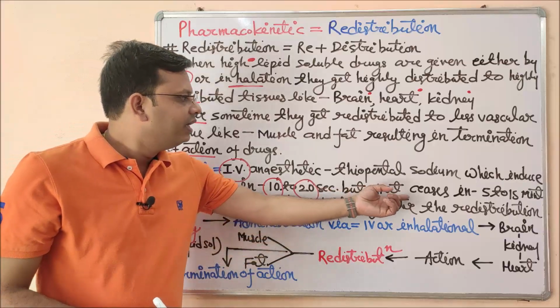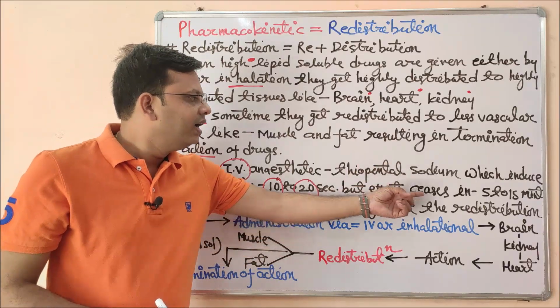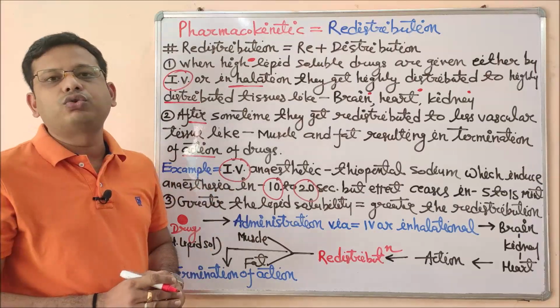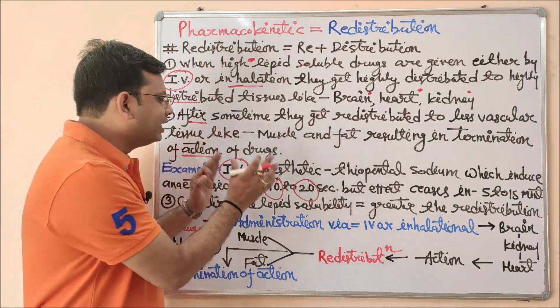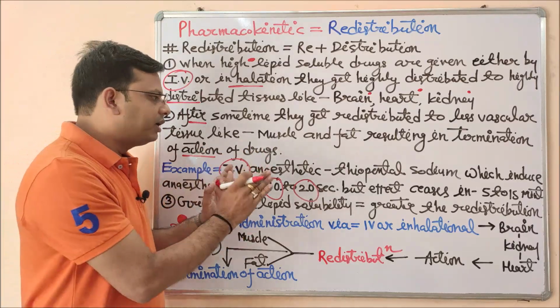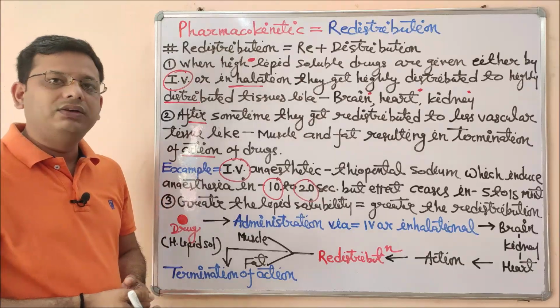But just after that, the effect of this anesthesia ceases in 5 to 10 minutes because of redistribution throughout the less vascular tissues. So initially the brain receives a good amount of drug in a short time interval, but just after that it is redistributed to different tissues.